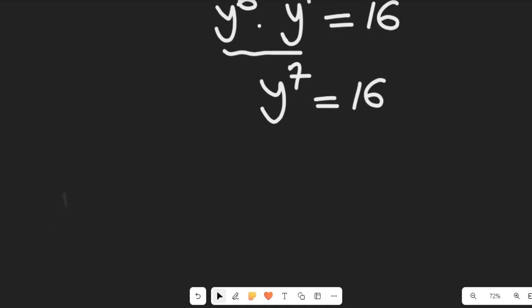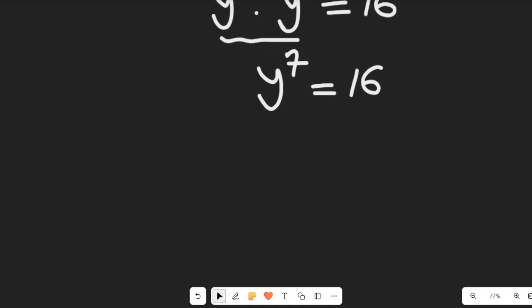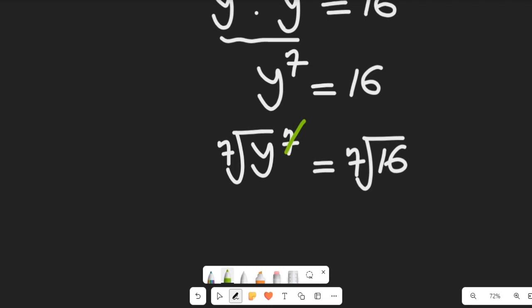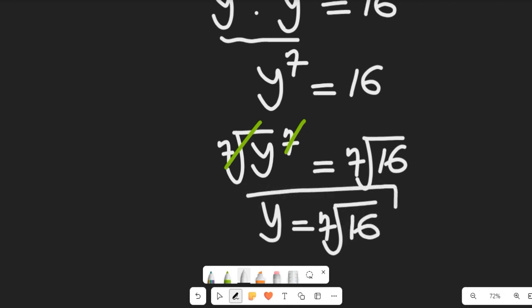So how do we find the value of y? Since we have 7 as the exponent, we're going to take the 7th root of both sides. If we take the 7th root of both sides, we'll have this become equal to the 7th root of 16. This will clear the exponent, and then we'll have y equal to the 7th root of 16, and that is the solution to the question given to us.